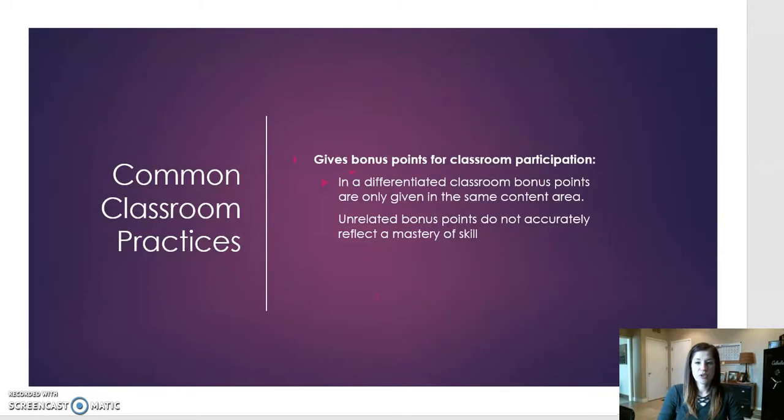Another common classroom practice that is not differentiated instruction. This example is a teacher gives bonus points for classroom participation. In a differentiated classroom, bonus points are only given within a content area. Unrelated bonus points do not accurately reflect the understanding and mastery of a skill.